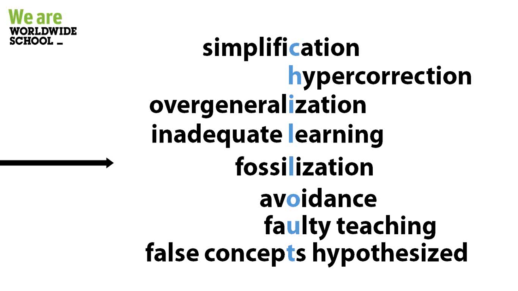But first, let's just take a look at the types of intralingual errors. Simplification, hypercorrection, overgeneralization, inadequate learning, fossilization, avoidance, faulty teaching, and false concepts hypothesized. Now, these are all types of intralingual errors. In the coming parts of the presentation, we'll take a look at some of them. I mean, there are quite a lot of these types, but some of these are more interesting than others.